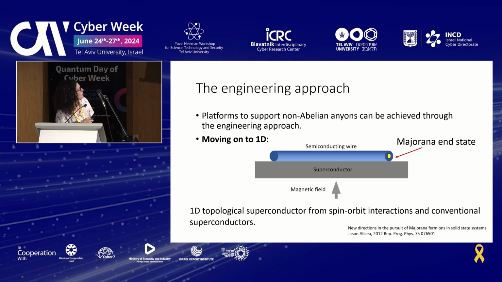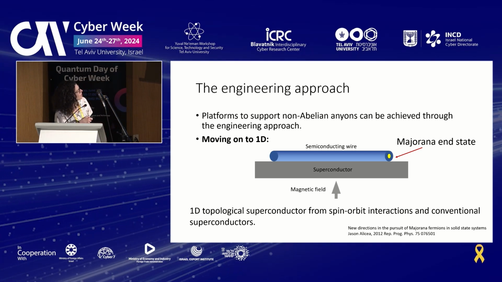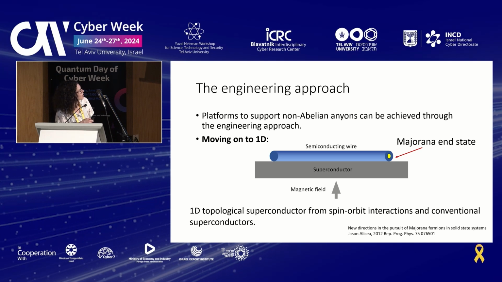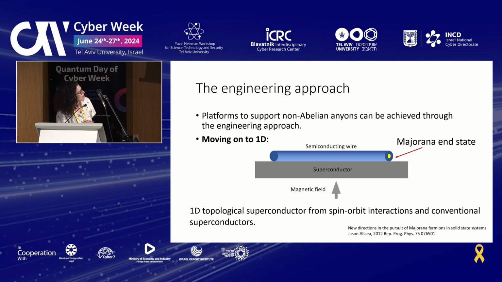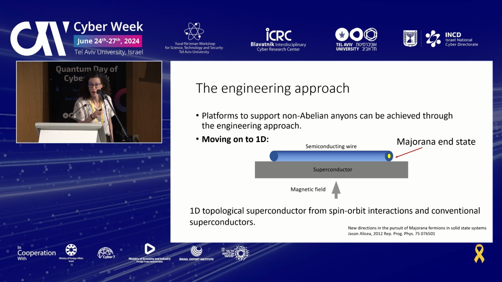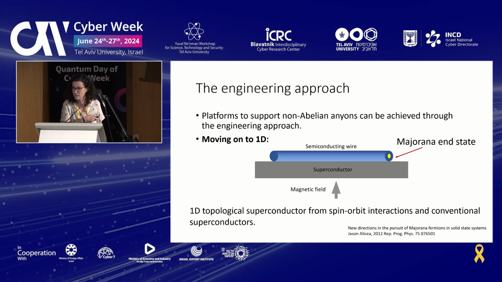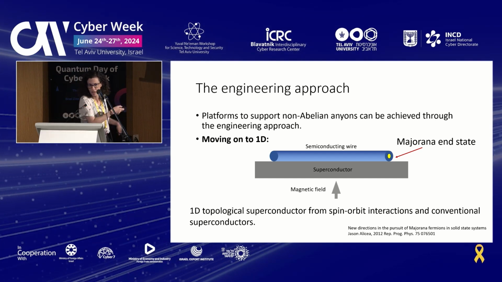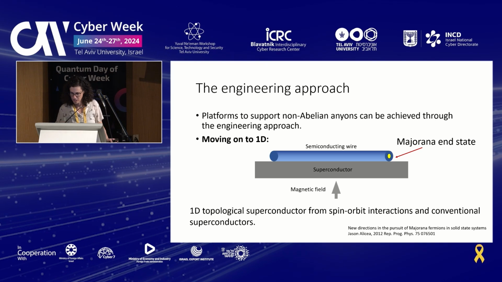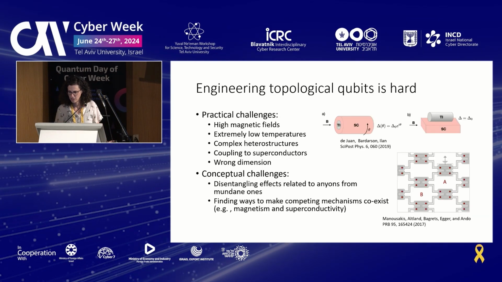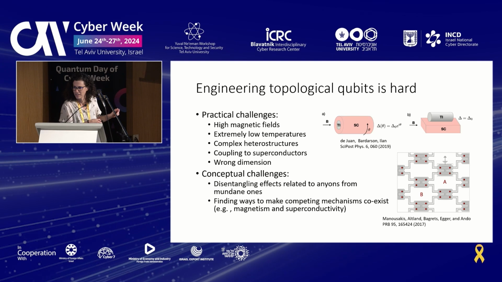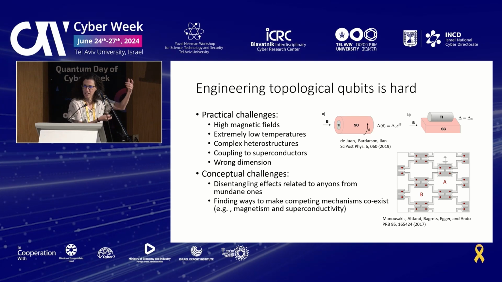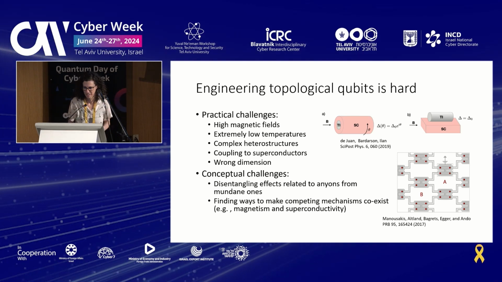Okay, so this system needs superconductivity induced in a semiconducting wire, and then under the application of a magnetic field, there are these end states that are trapped here. But we are in the wrong dimension in this system. This is a 1-dimensional system. Even here, we don't have conclusive evidence. But even if we did, we would have to then design an architecture that takes it into 2 dimensions and allows us to braid the particles.